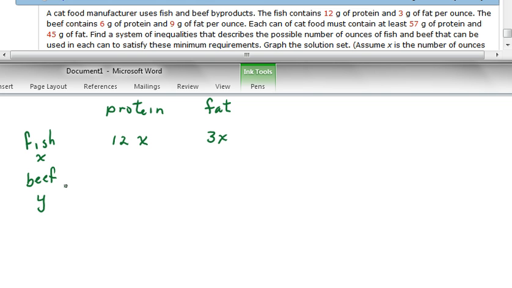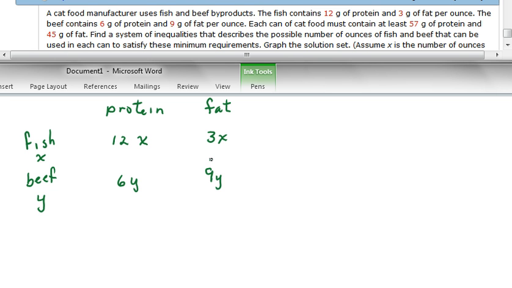And for the beef, it contains 6 grams of protein and 9 grams of fat per ounce. So for Y ounces, we will have 6Y grams of protein and 9Y grams of fat.